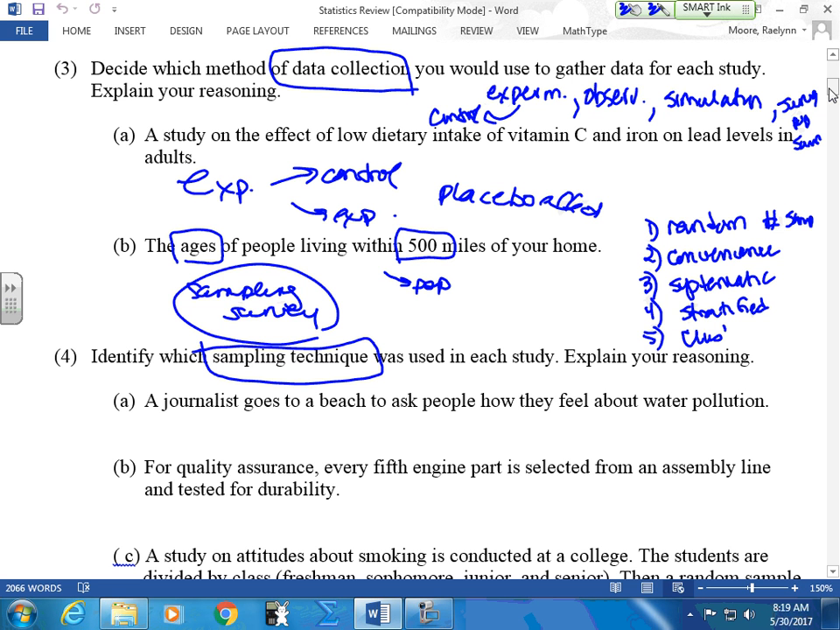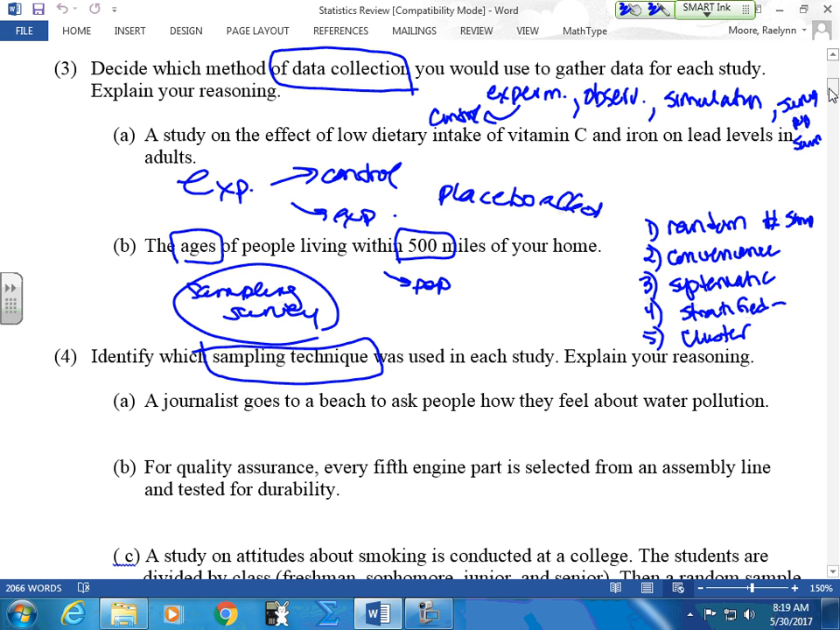Cluster. Cluster means I took all my sophomores or all my juniors. I took all of one group. Stratified, I take some out of every group. Cluster, I take all of one group.